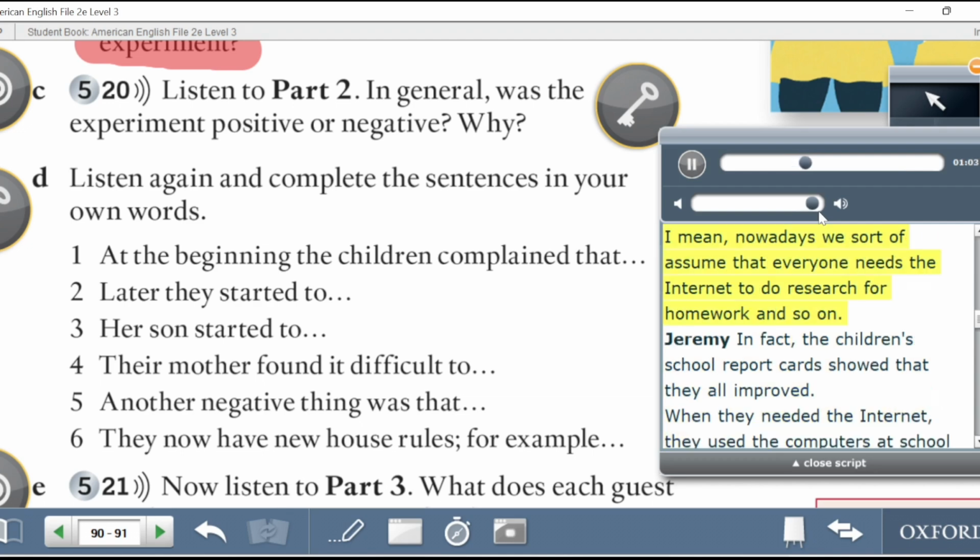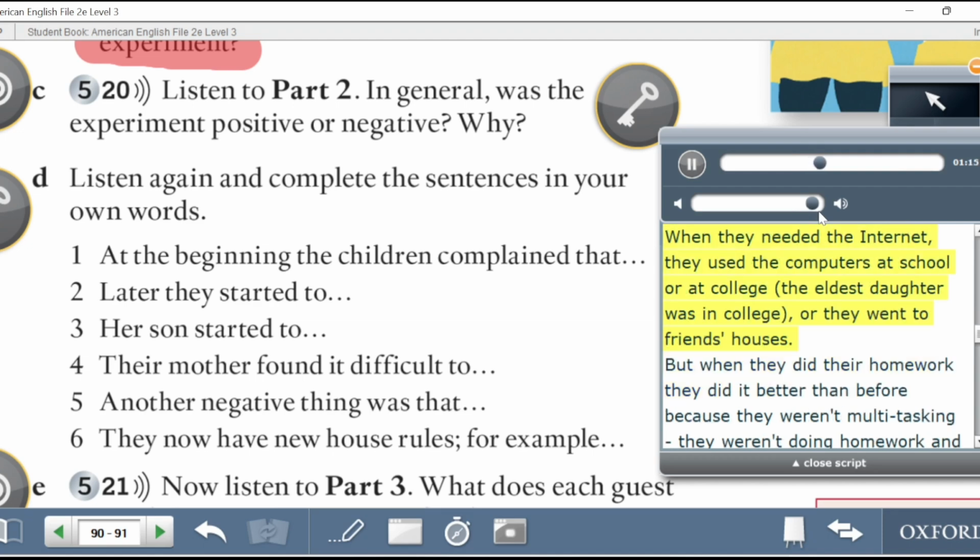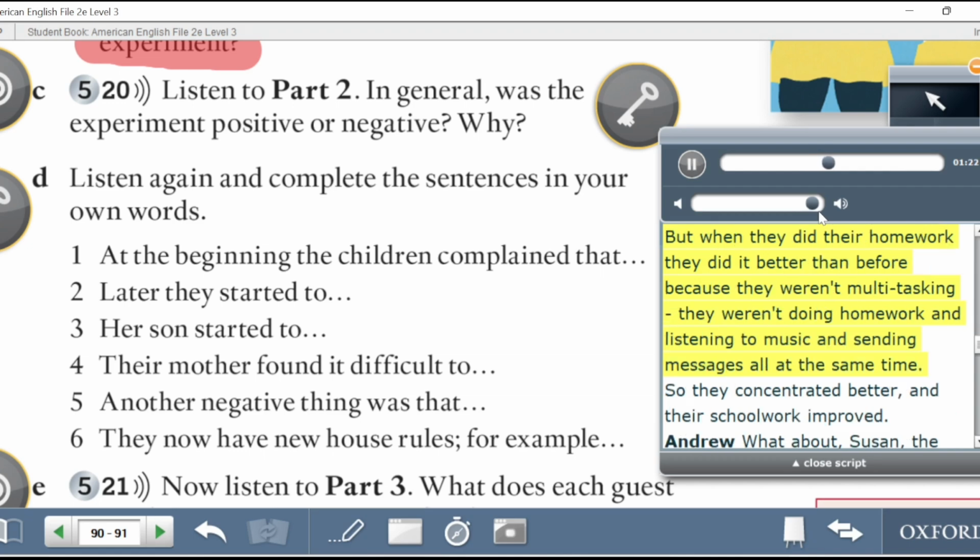What about the children's schoolwork? I mean, nowadays we sort of assume that everyone needs the internet to do research for homework and so on. In fact, the children's report cards showed that they all improved. When they needed the internet, they used the computers at school or at college. The eldest daughter was in college. Or they went to friends' houses. But when they did their homework, they did it better than before because they weren't multitasking. They weren't doing homework and listening to music and sending messages all at the same time. So they concentrated better and their schoolwork improved.